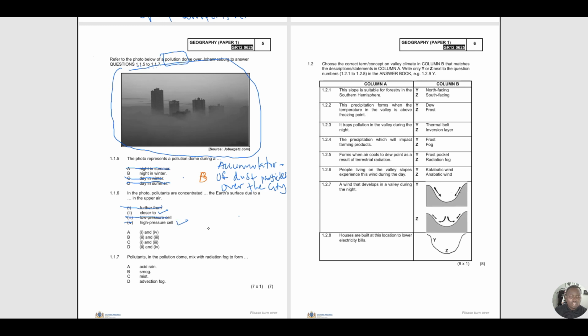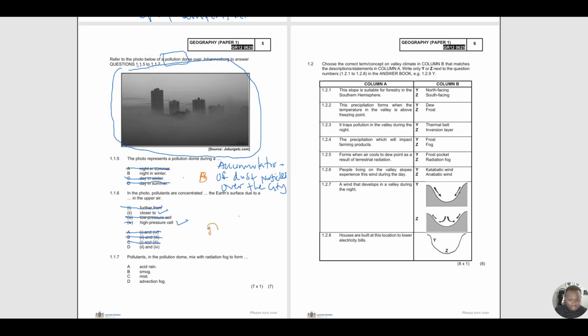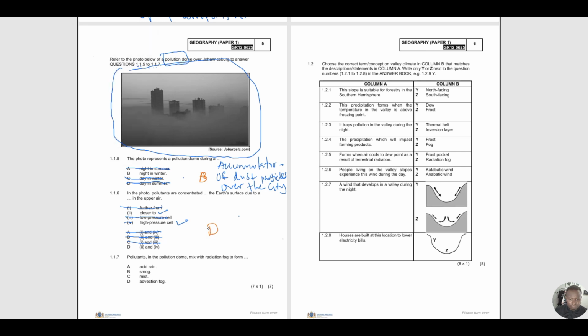There's a high pressure. So the answer here, it's Roman figure 2 and Roman figure 4. So this Roman figure 2 and 4, no, this is wrong. Roman figure 2 and 3, this is wrong. Roman figure 1 and 3, and also, no, this is wrong. We want 2. So the answer here is D. Okay, so let's do the last one.